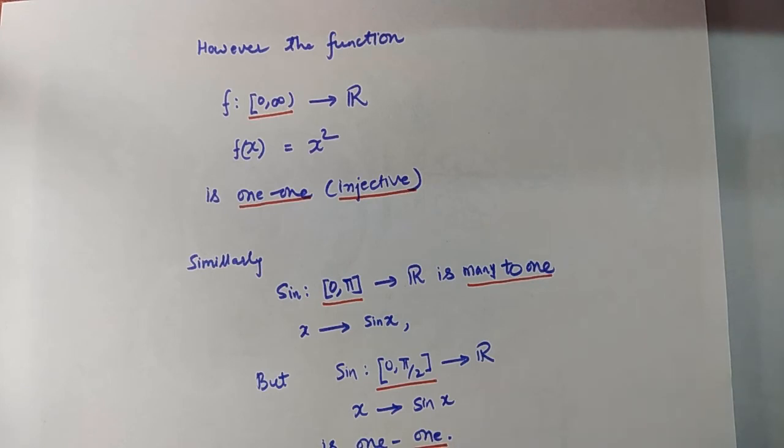Therefore, for this particular function with the restricted domain equal to the semi-closed interval 0, infinity, this function happens to be actually a 1-1 function. Similarly, the function sine from the closed interval 0, pi to R is a many-to-one function because sine 30 degree is equal to sine 150 degree. However, if we restrict the domain to the closed interval 0, pi by 2, the function sine x becomes a 1-to-1 function.